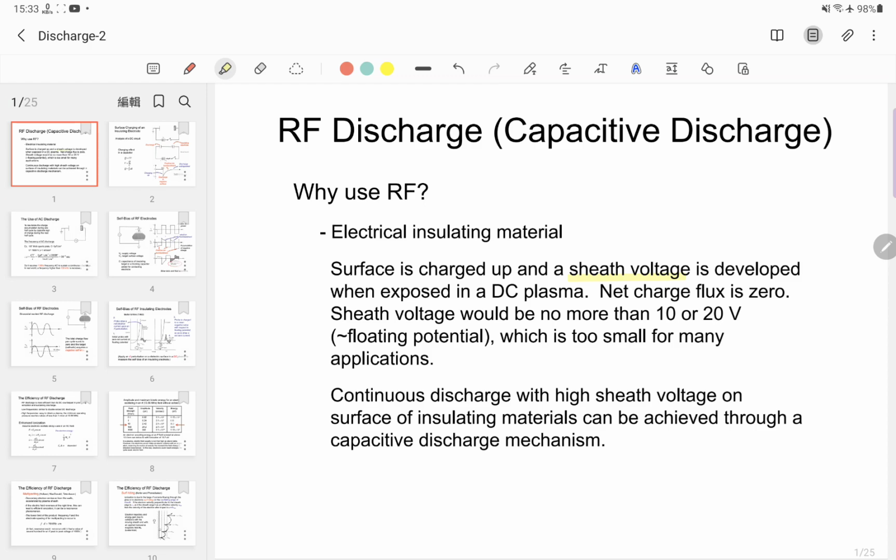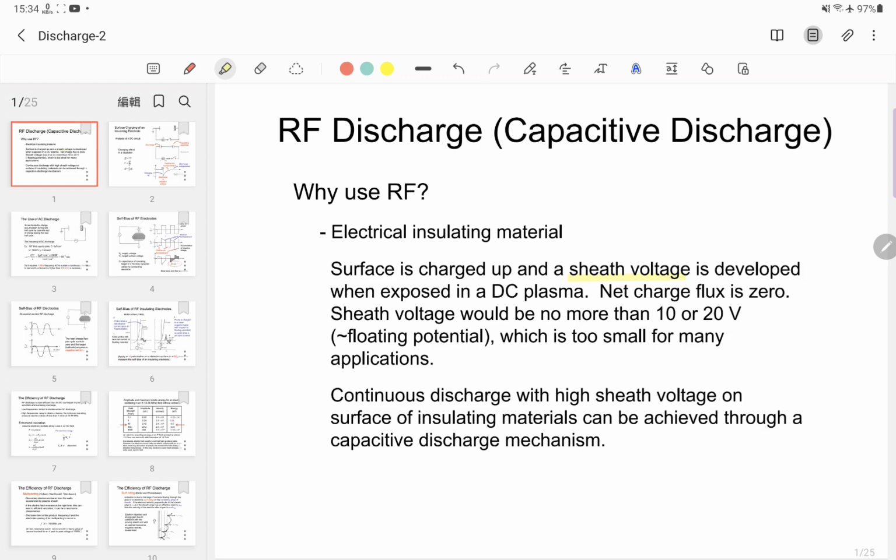Okay, and the sheath voltage, or the floating potential, is about 10 volts to 20 volts. So the surface will build up a sheath voltage around 10 to 20 volts. It depends on the plasma potential, it depends on the plasma condition. Okay. So sometimes we need a substrate surface with a bias higher than 10 to 20 volts.